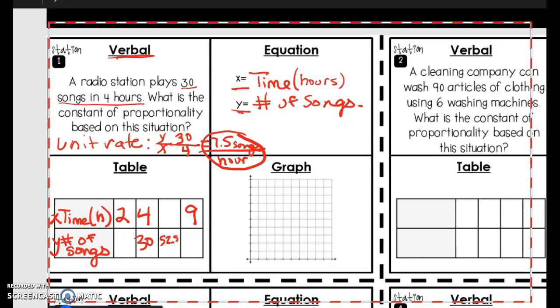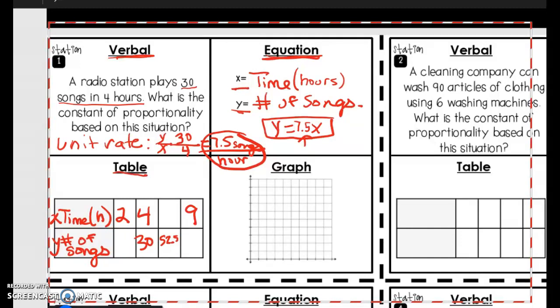All right, now in the equation box, we need to make sure we write our equation. Remember that y equals mx. So you take your unit rate and you plug it in for m. And you just wrote an equation. So all you got to do is plug in your unit rate right there. The y and the x are constants. That's what you're always going to use. All right, now we have a unit rate. We have an equation. Let's finish our table.